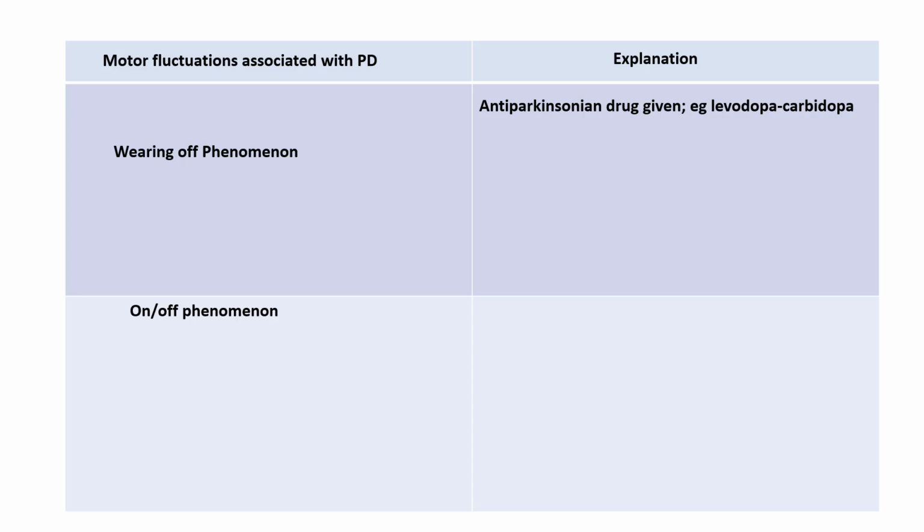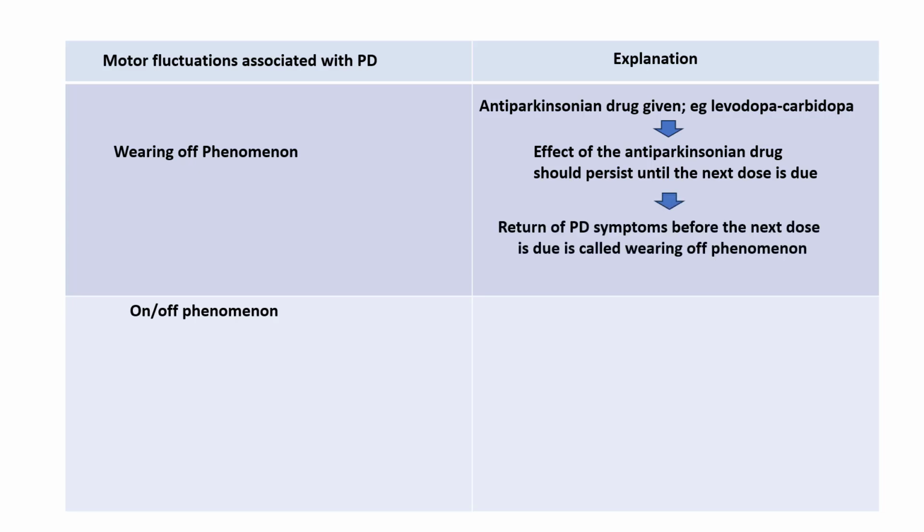Now, the wearing off phenomenon can be explained as follows. A patient is given an anti-Parkinsonian drug, for example a levodopa-carbidopa combination, and the effect of the anti-Parkinsonian drug should persist until the next dose is due. However, if there is return of Parkinson's disease symptoms before the next dose is due, then we say that the wearing off phenomenon has set in.